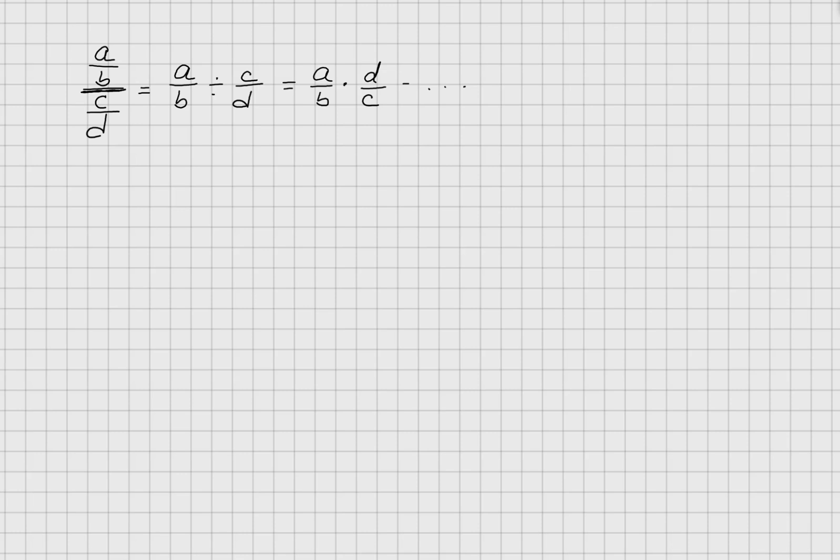Here is my example for you, and after that is going to be a challenge. 3 over 5 over 2 over 15. So again, I'm going to write this division line as a division. 3 over 5 divided by 2 over 15 equals. Look at the second part of the division. Keep the same fraction, the first one, keep it the same. Turn the division into multiplication by the reciprocal, 15 over 2.